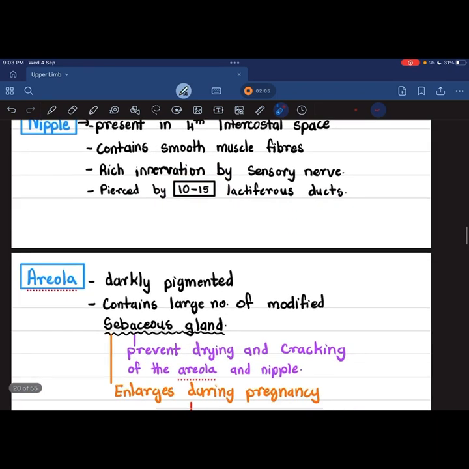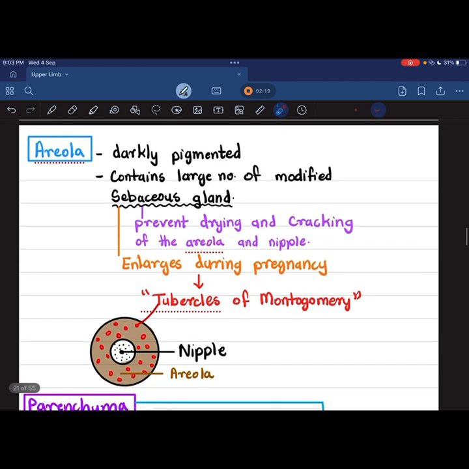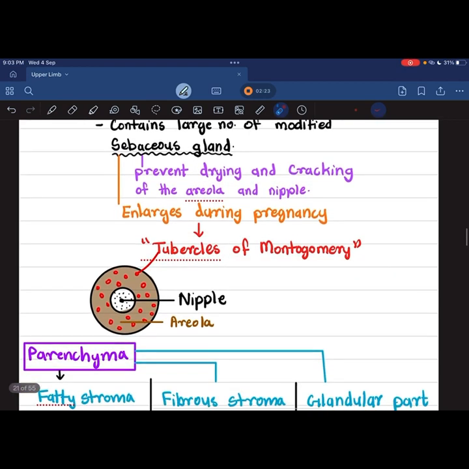Now, areola. Areola is darkly pigmented. It contains a large number of modified sebaceous glands. Sebaceous glands prevent drying and cracking of the areola and the nipple. It gets enlarged during pregnancy, and this enlarged thing is known as tubercle of Montgomery, as seen in the diagram.